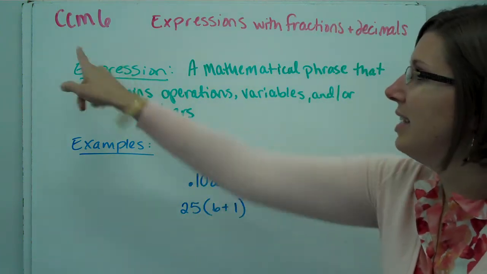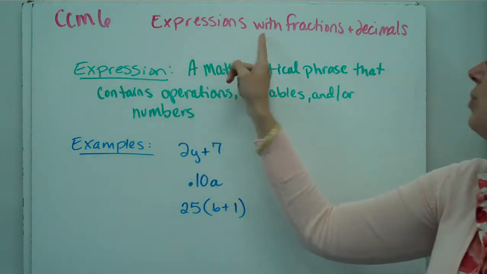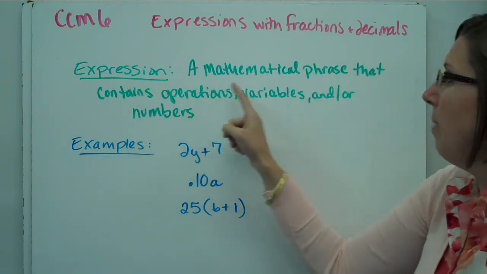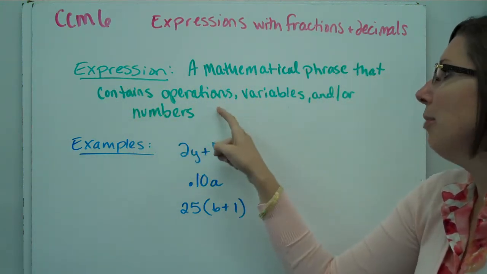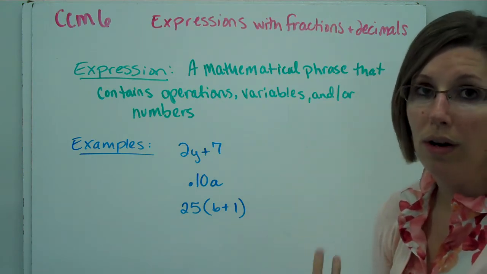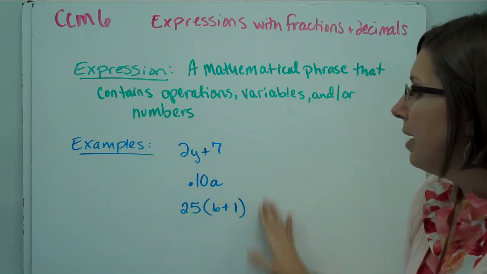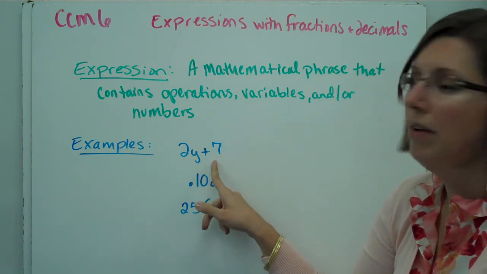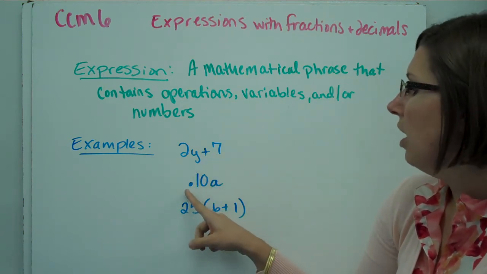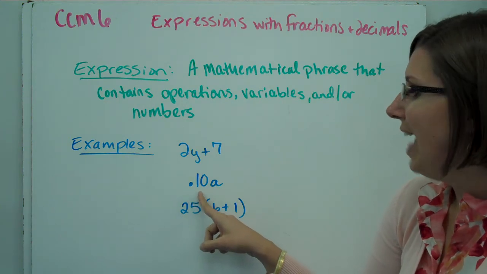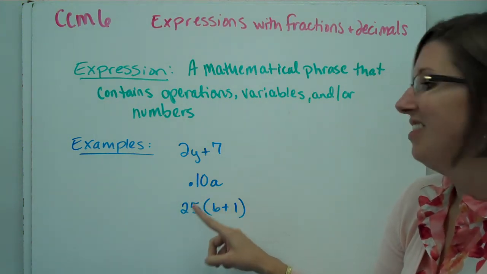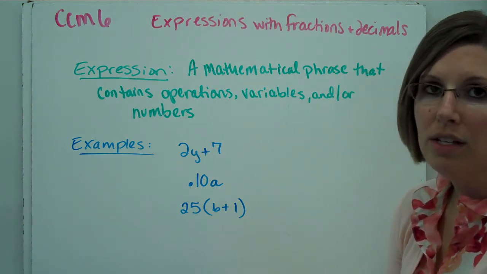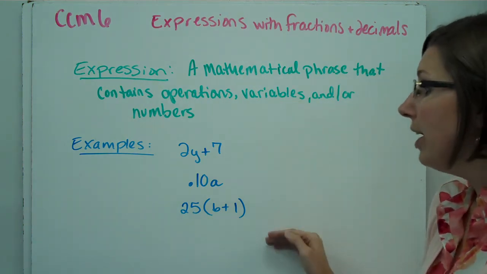Hi, this is CCM6, Expressions with Fractions and Decimals. An expression is a mathematical phrase that contains operations, variables, and/or numbers. Some examples of expressions would be 2 times y plus 7, 1/10 times a, and then 25 times the quantity of b plus 1. These are all algebraic expressions.